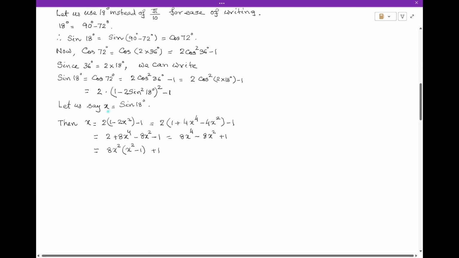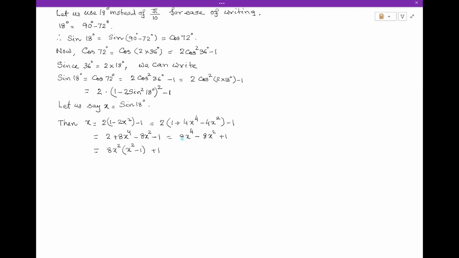Let us say x is equal to sine 18 degrees. Then x is equal to 2 multiplied by (1 minus 2x square) whole squared minus 1, that is equal to 2 multiplied by (1 plus 4x to the power of 4 minus 4x square) minus 1, and by simplifying it becomes 8x to the power 4 minus 8x square plus 1.